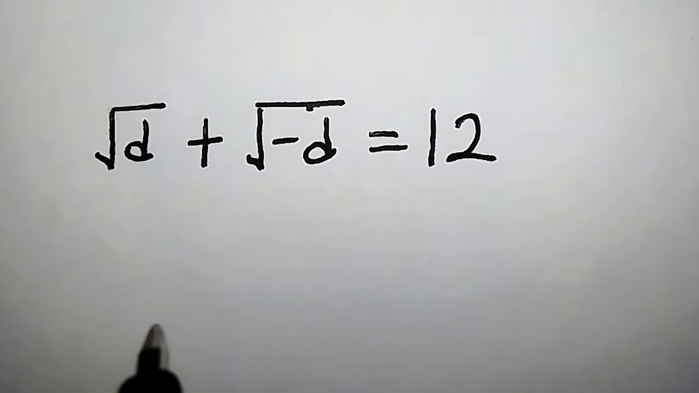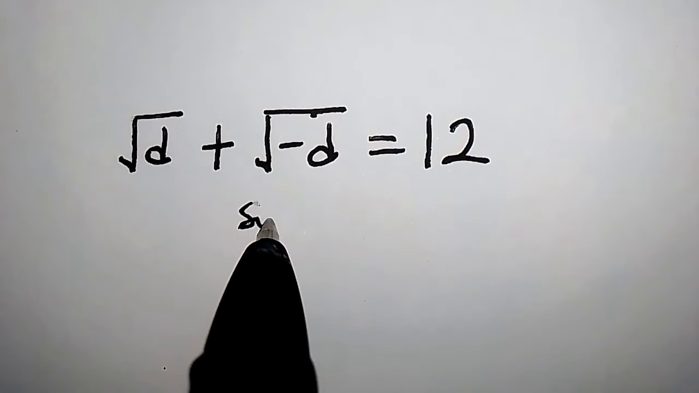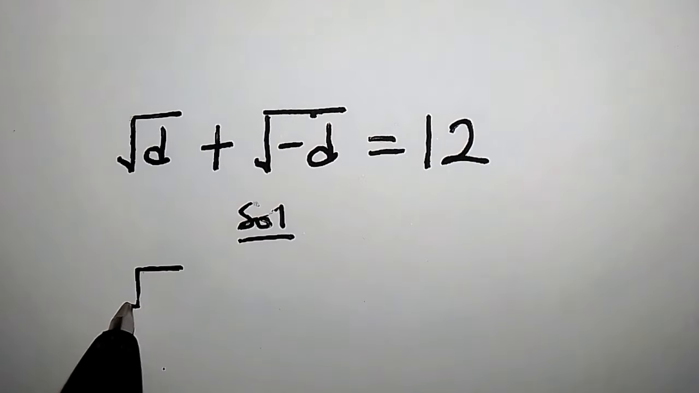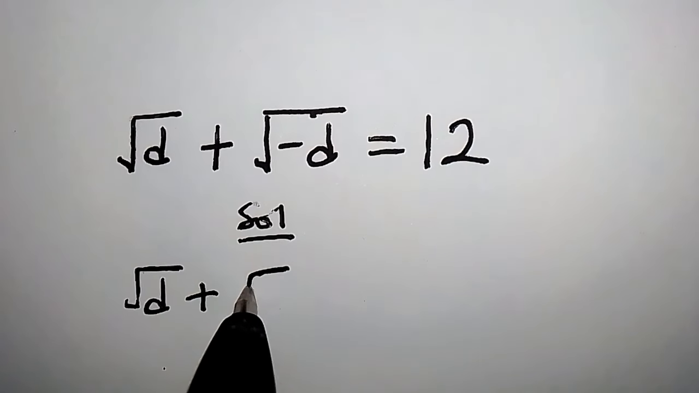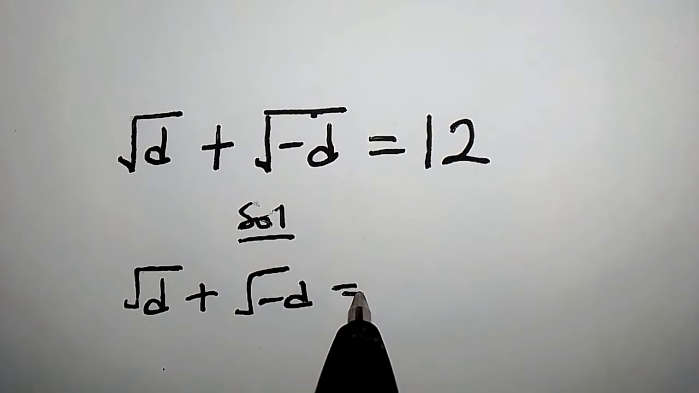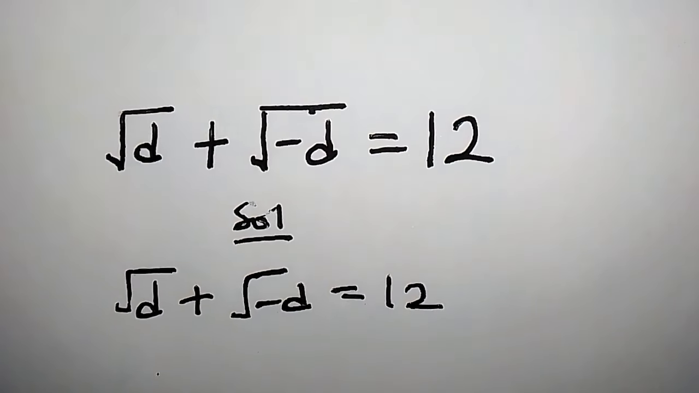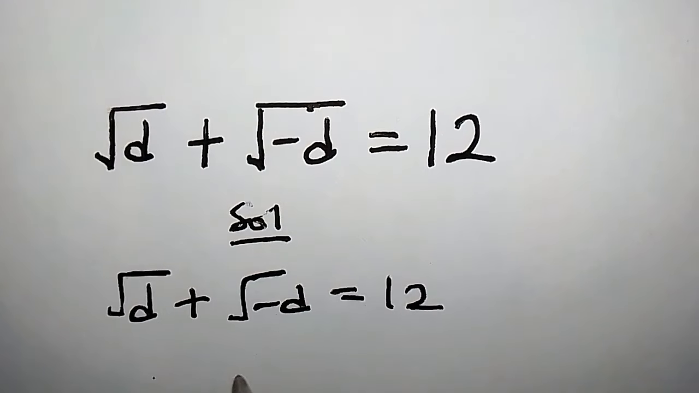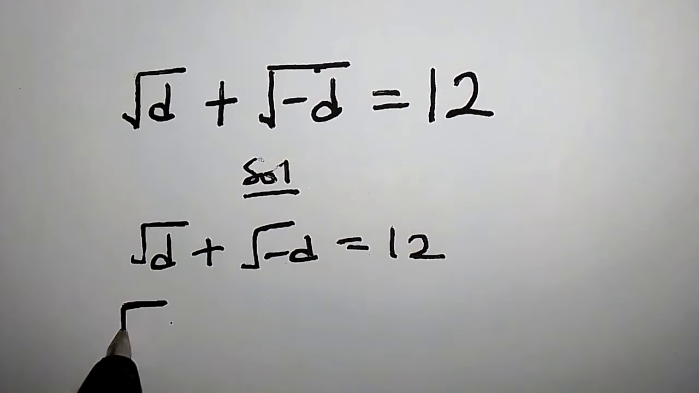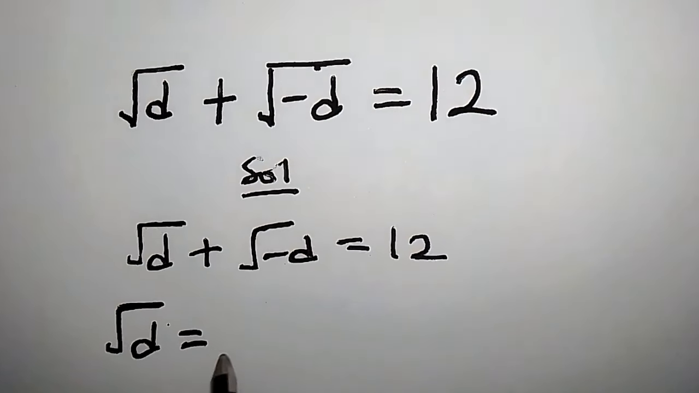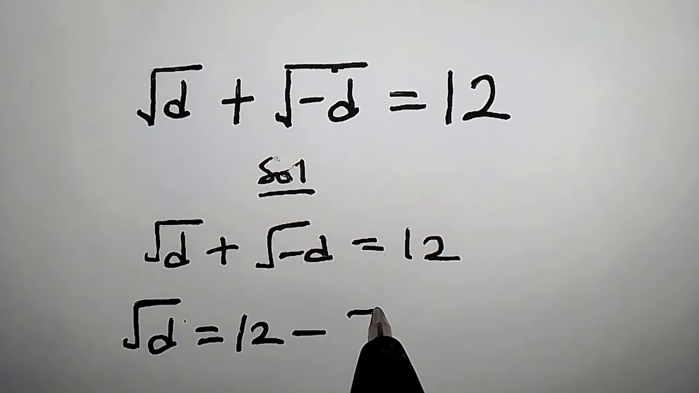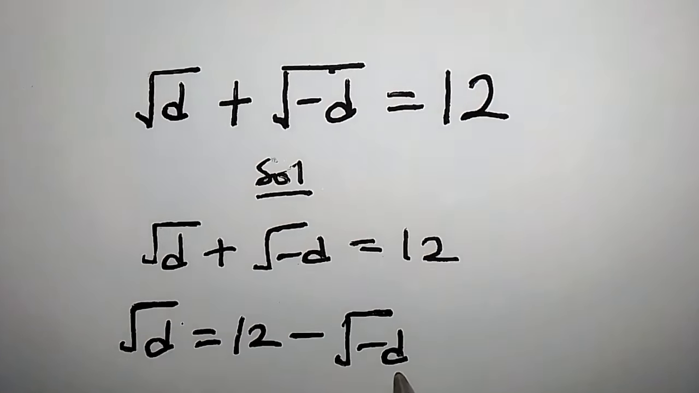Hello guys, how do we solve for the solution? Square root of d plus square root of negative d is equal to 12. Let's first transfer this to the right hand side. That will be square root of d equal to 12 minus square root of negative d.